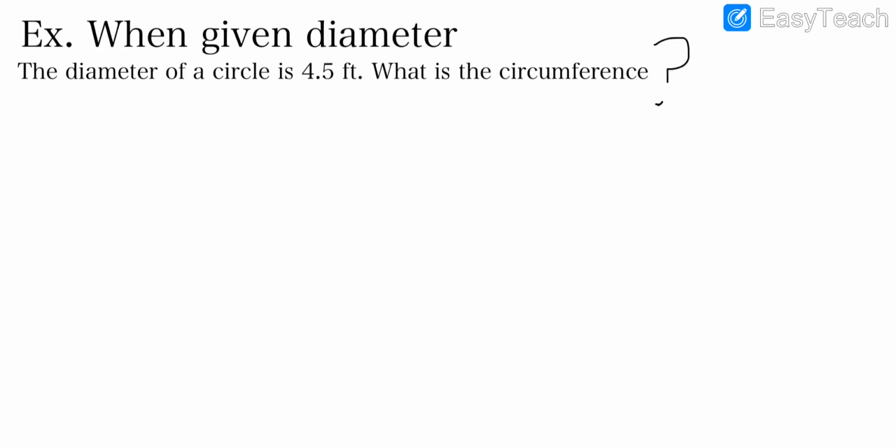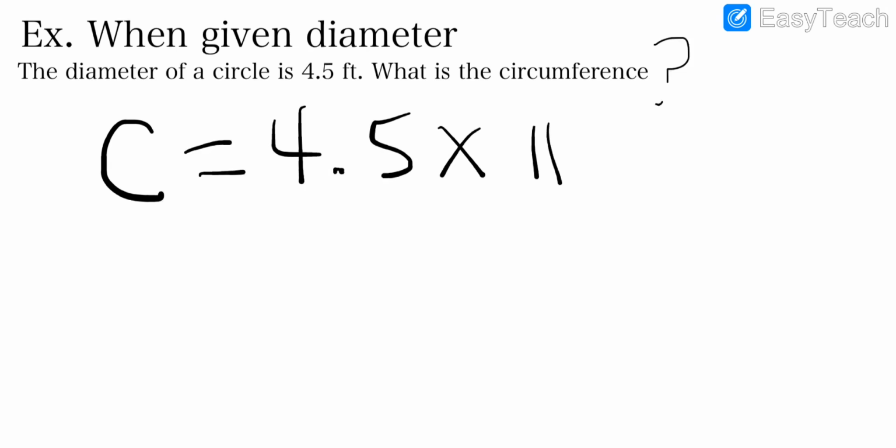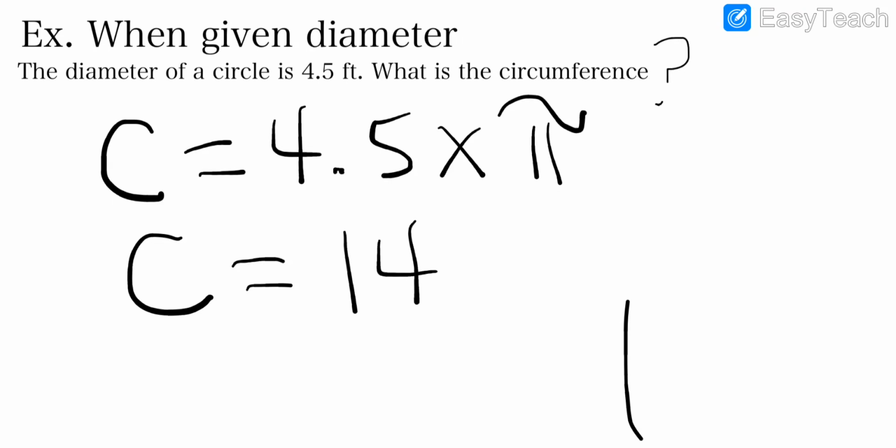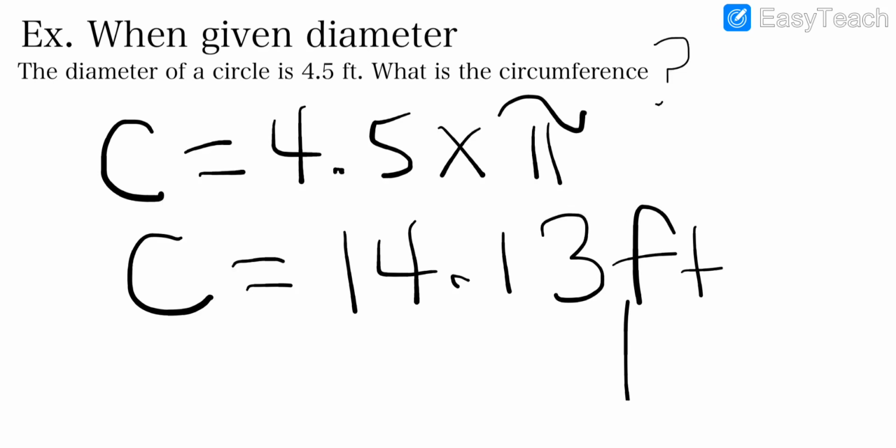Okay, so look back on your notes. We are actually given a formula where it gives us the diameter. So the diameter of a circle is 4.5. So you can put that in. C equals 4.5 times pi. And I want you to use 3.14 for pi. So your circumference then is 14.13 feet. Okay.